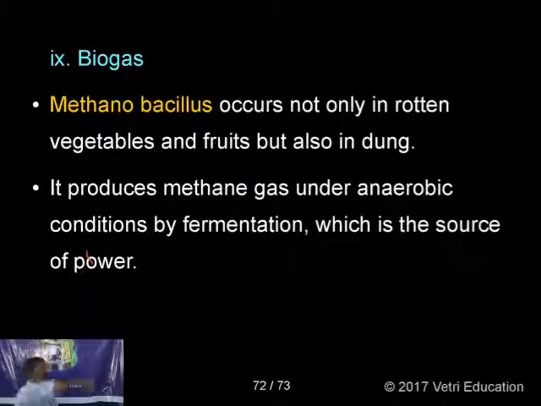Biogas. You know, gobar gas, biogas, etc. That is nothing but methane. This Methanobacillus occurs not only in rotten vegetables and fruits but also in dung. It produces methane gas under anaerobic conditions by fermentation by this bacteria, and this is a source of power or energy, the biogas. So from the process of Methanobacillus under anaerobic conditions, you can get the gas.